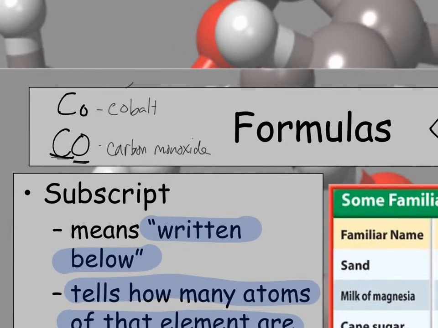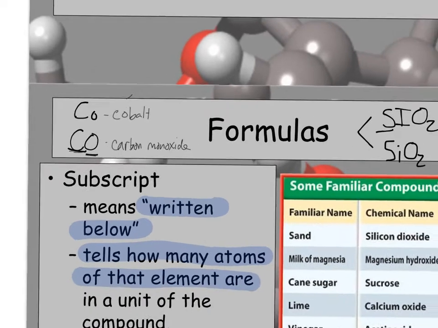So make sure if it's a capital letter and a lowercase letter that you write it exactly as it shows. If you're trying to show a bond of carbon monoxide, make sure you write it as 2 capital letters, if you're showing 2 elements bonded together.